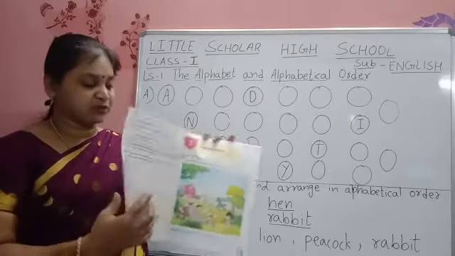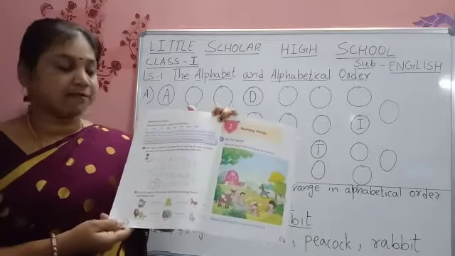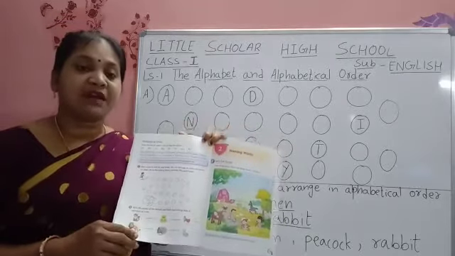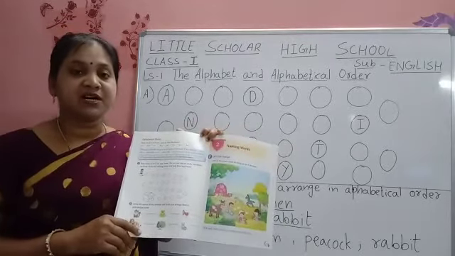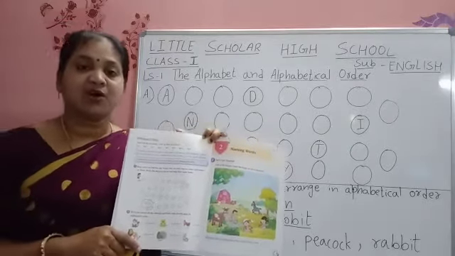Now go to the next page. Open page number 12. Alphabetical order. What do you mean by alphabetical order? Writing words in the order of the alphabet.